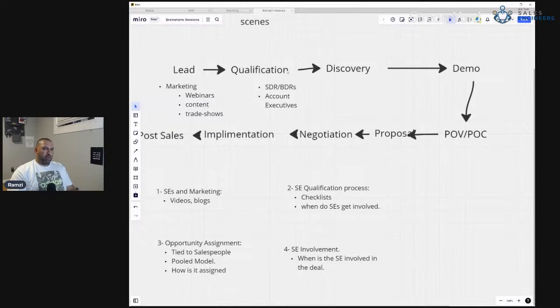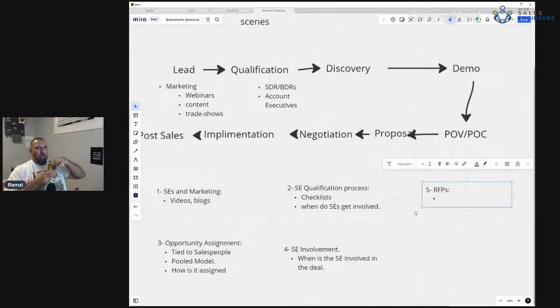And then, sometimes before we get here, we jump the gun from the lead and we get a RFP, which is known as the things that SEs hate. Now, here's the question to you. What do you think should be an RFP process? Like, when I say RFP process, what do you think about?